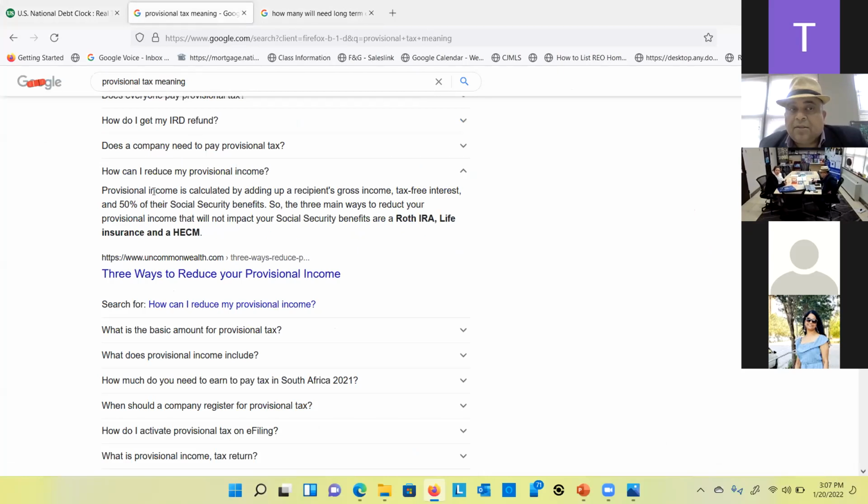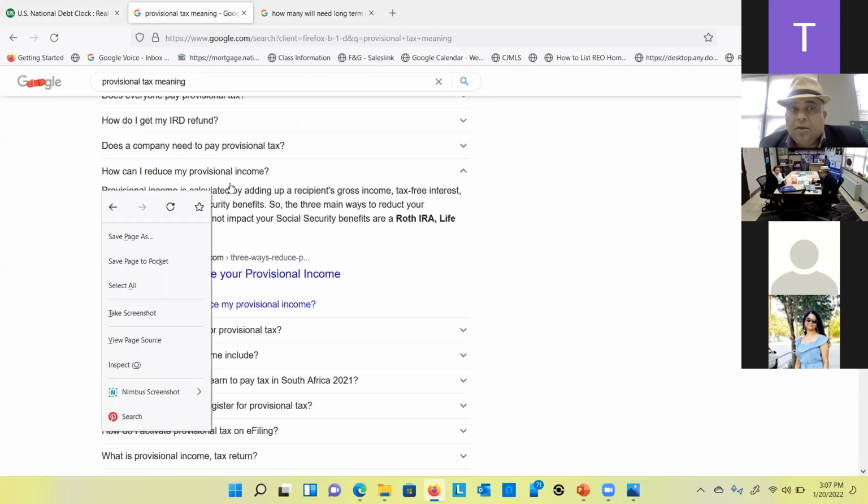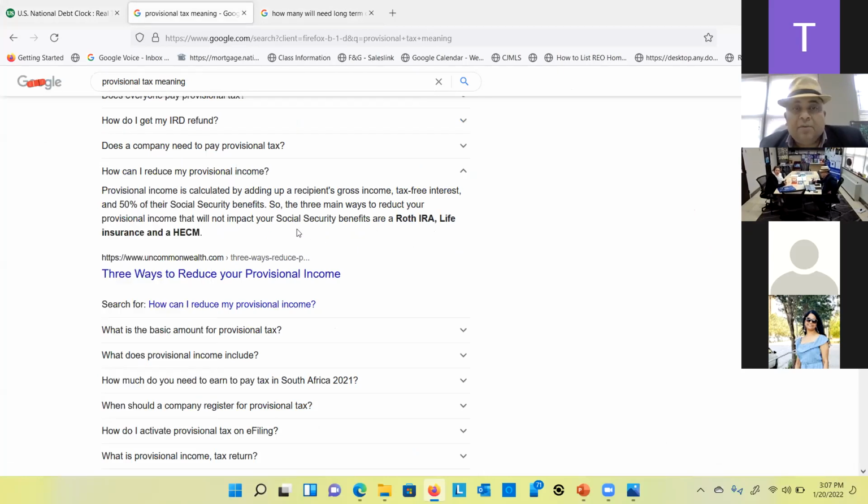Second thing, check this article about provisional income. You see this one? Provisional income is the one blessing where life insurance is not part of it. Provisional income will not impact your social security benefits with Roth IRA, life insurance, and HECM. That's something we can talk about later. If you have life insurance income, that's not part of your assets. Otherwise, you have to pay provisional income tax, and that's how you lose your social security.